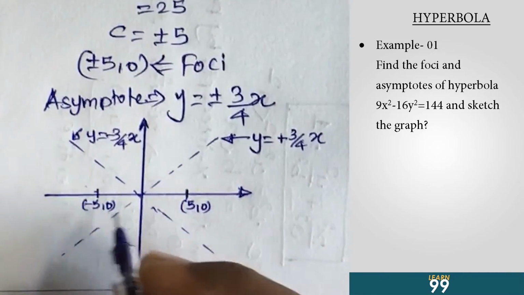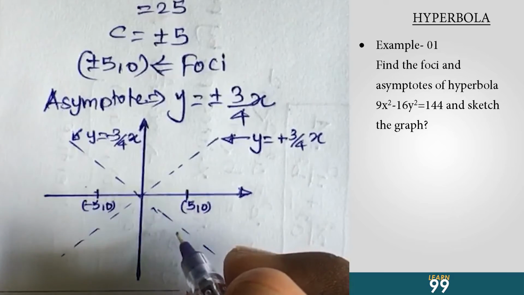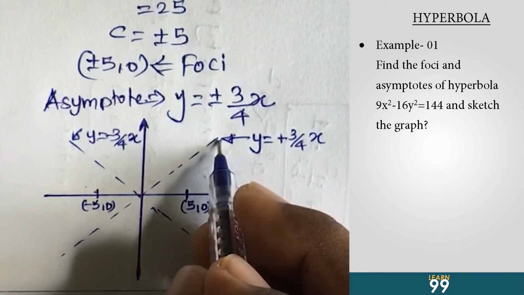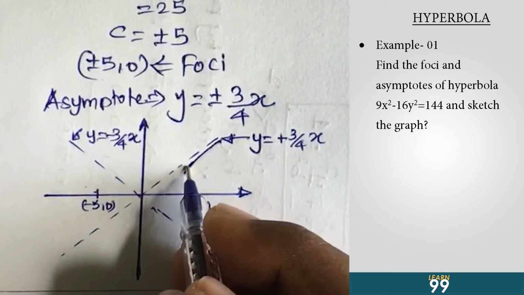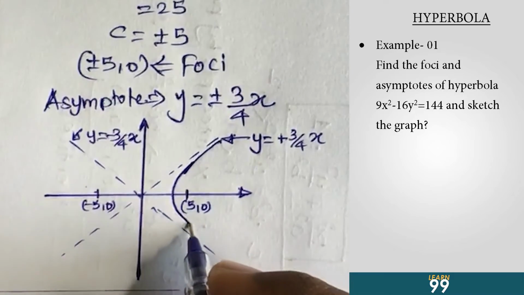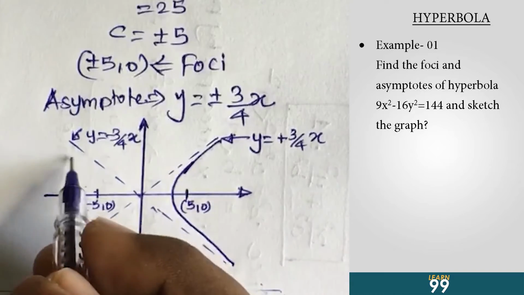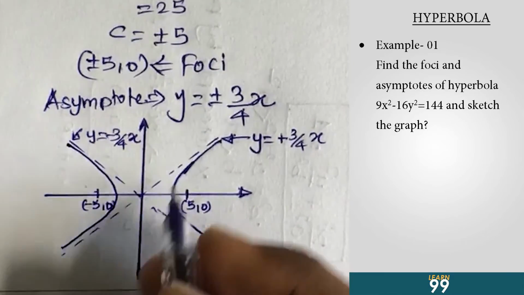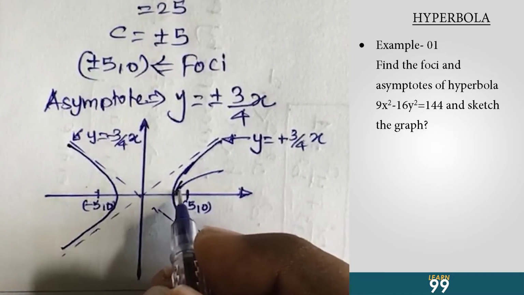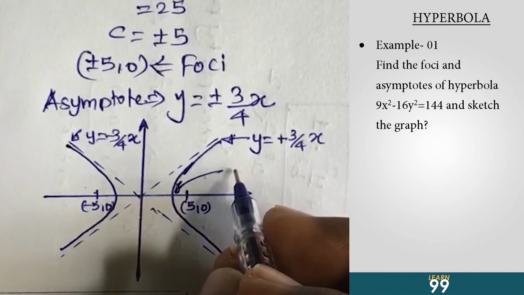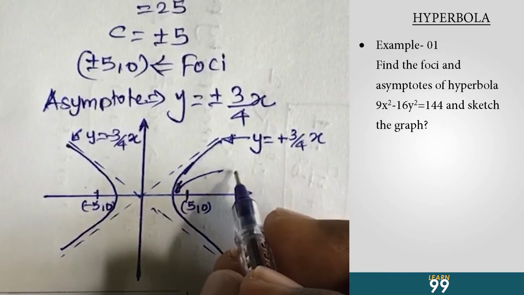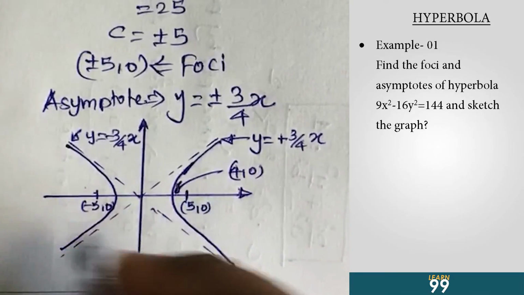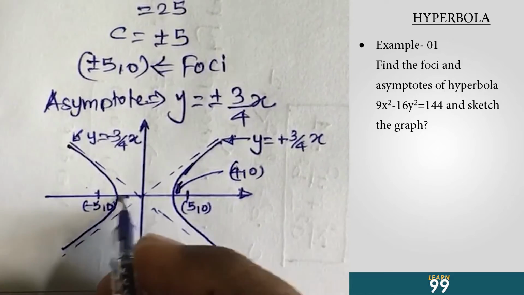So let's sketch our graph as we have done before. It's good to start with our asymptotes. So we have drawn our asymptotes. Let's point our foci, which are minus 5 comma naught and 5 comma naught. Then we can point our a value, which is the vertex, that is 4 comma naught and minus 4 comma naught.